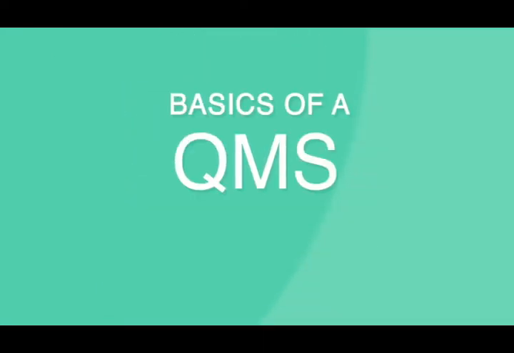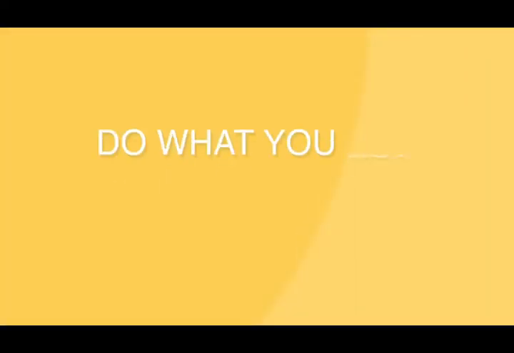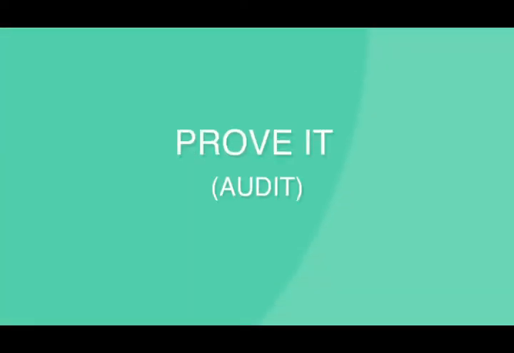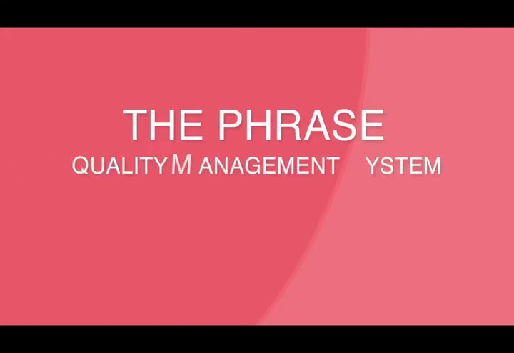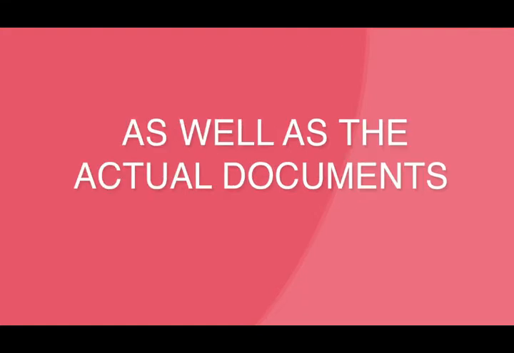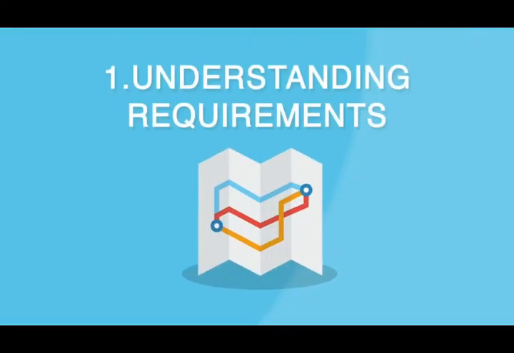In very basic terms, a QMS requires that you say what you do, document your QMS, do what you say, follow that documentation, prove it, audit, and improve it. The phrase Quality Management System, or QMS, is used to describe this system as well as the actual documents that describe the system. A QMS does this by understanding the different requirements of each interested party.